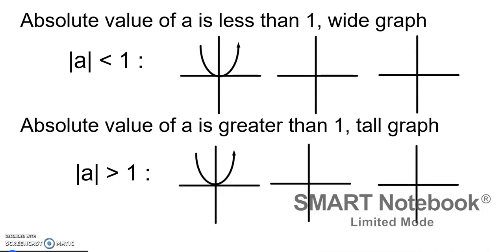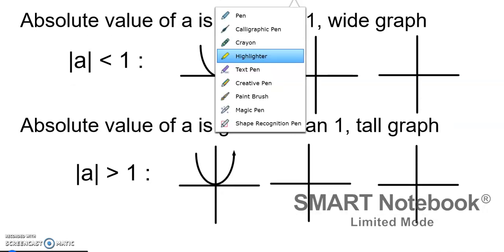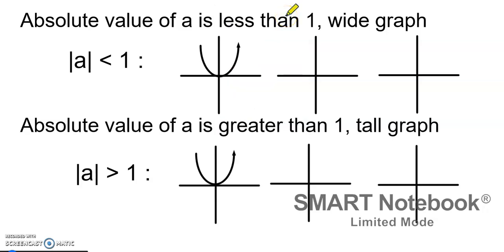So again, this is just that note summarized. I'm almost out of time, so I'm going to rush through here, sorry. Okay, so if the absolute value of A is less than 1, it's going to be a wider graph. In black is the mother, so it's going to be wider. It's going to look something like this, or even like this. And likewise, if the absolute value of A is greater than 1, it's going to be skinnier, or it's going to be a taller graph. Again, in black is the mother, so it's going to look something like this, or it's going to look something like this.